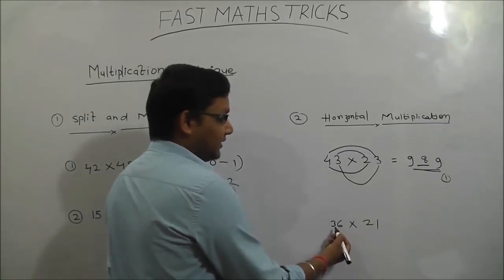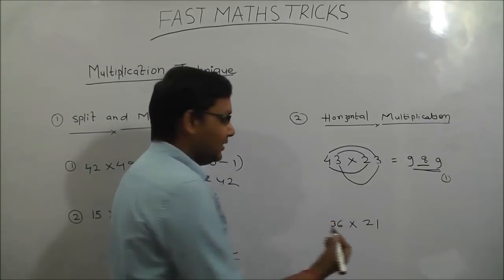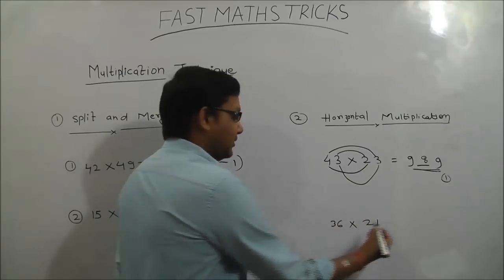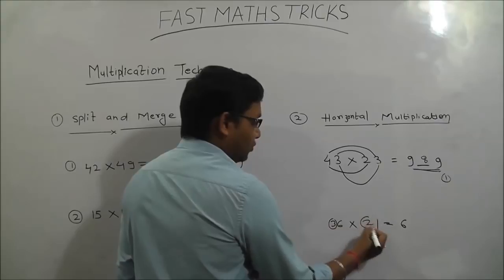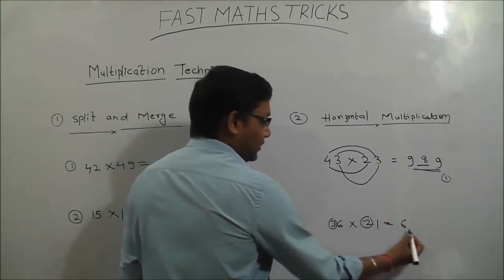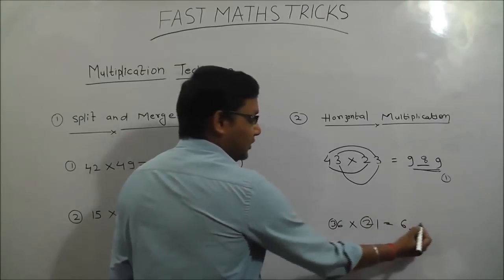So let's see one more example with the horizontal method. 36 into 21. How much will you get? 3 into 2, 6. 3 into 2, 6. Then 6 into 1, leave one place, and 6 into 1, 6.